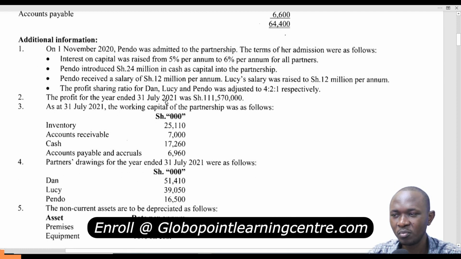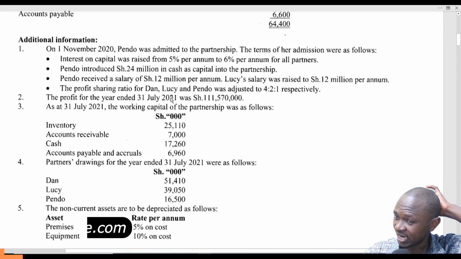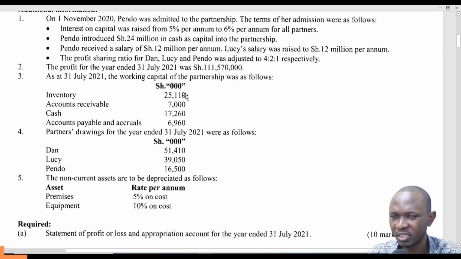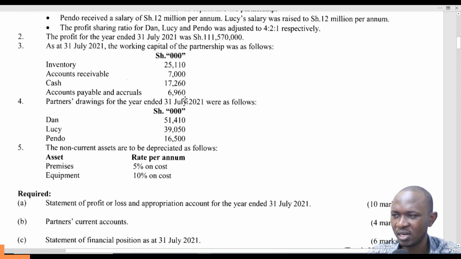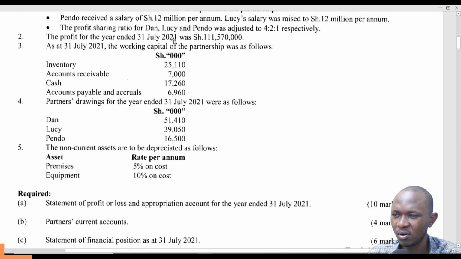Pendo introduced 24 million in cash as capital into the partnership. Pendo received a salary of 12 million per annum. Lucy's salary was raised to 12 million per annum. The profit sharing ratio for Dan, Lucy, and Pendo was then adjusted to 4:2:1 respectively. Profits for the year ended 31st July 2021 was 111,570,000.